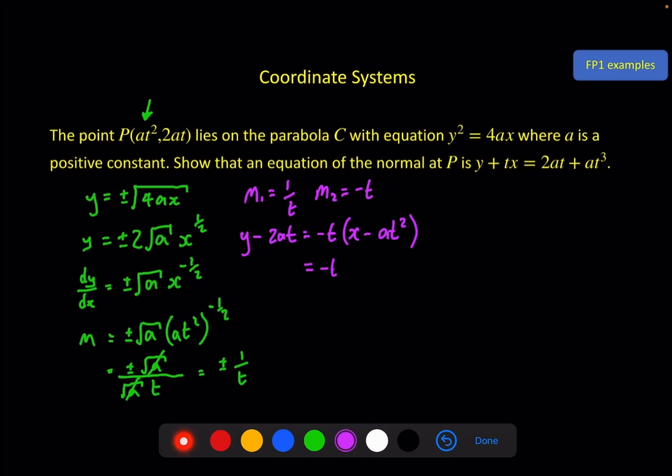So I have minus tx plus at cubed, and over here we still have this. So if I bring the minus tx over, we get y plus tx, and the minus 2at on this side, we get 2at plus at cubed as required.